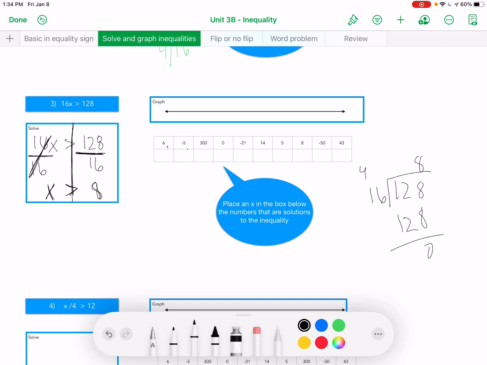Let's test some numbers: 6, negative 5. 300 is greater than 8. 0, negative 1. 14 is greater than 8. 8 is not greater than 8. It's equal to. 43 is greater than 8. So this would be 8, and it's an open circle. And x is greater than, so then I'm going to make my arrow to the right. So anything 9, 10, 11, 12. And then again, 14, 43, and 300.